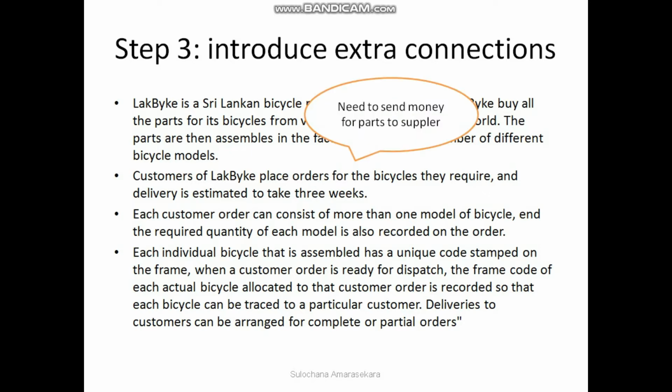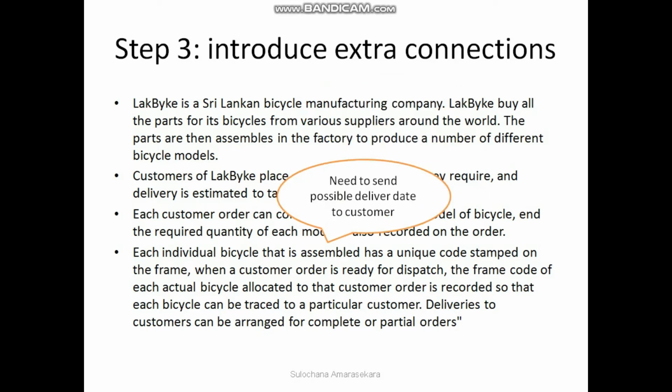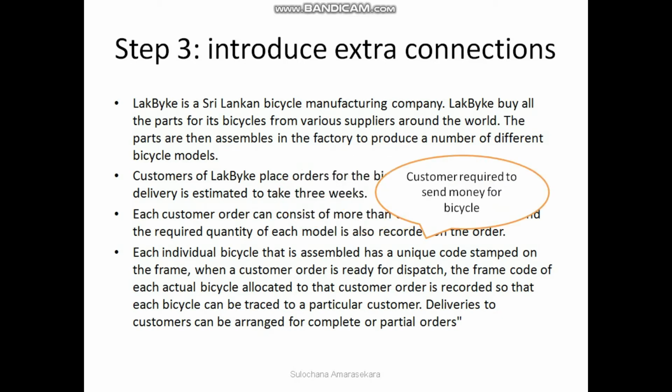The system buys parts from the suppliers, therefore the system needs to send money for those parts. That means the system outputs money to the suppliers. The customer puts an order, after that the system needs to give a possible delivery date and the expected payment to the customer. That means the system outputs the possible delivery date and expected payment amount. According to that information, the customer needs to pay money to the system. That means the customer inputs money.